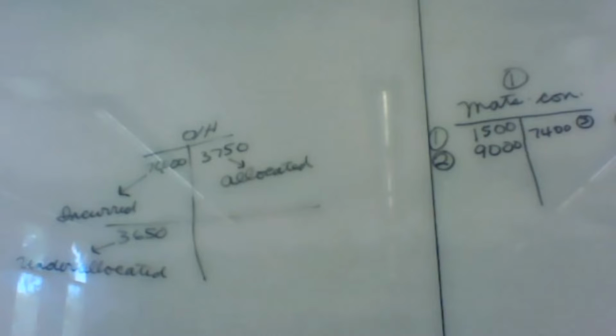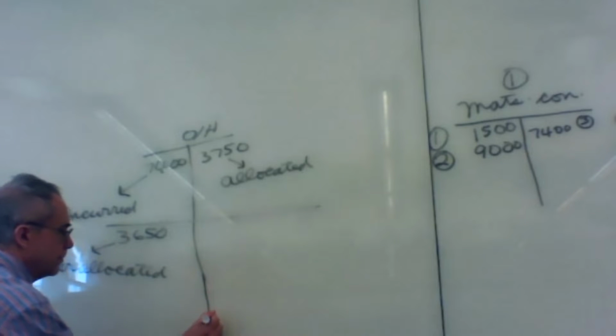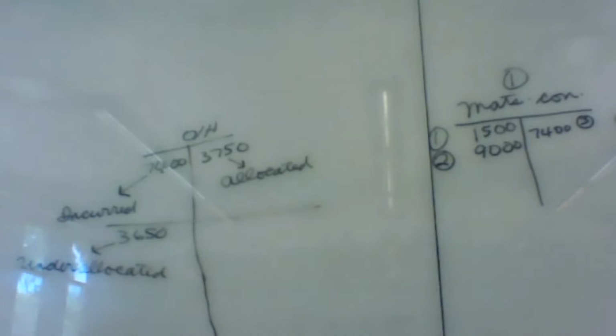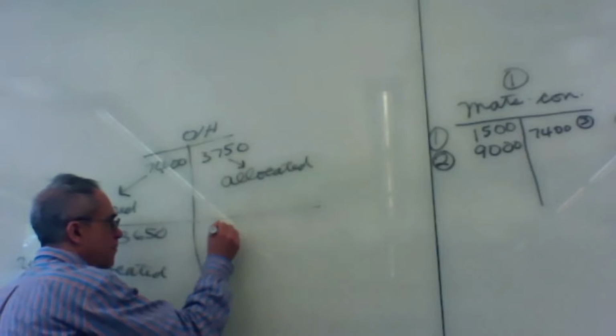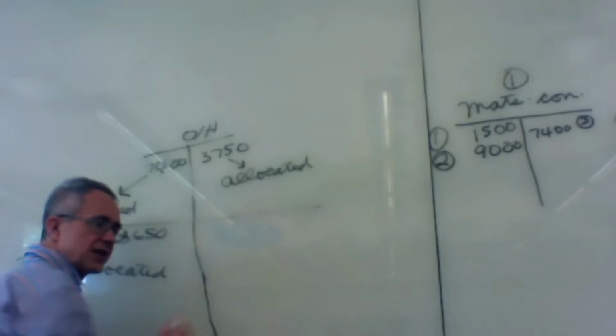So if we're going to be zeroing out this underallocated overhead, what should we do to zero it out? Debit or credit? Credit, you bet. We're going to be crediting it for 3,650.